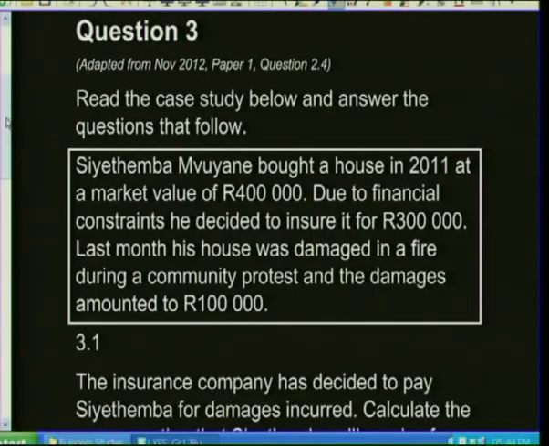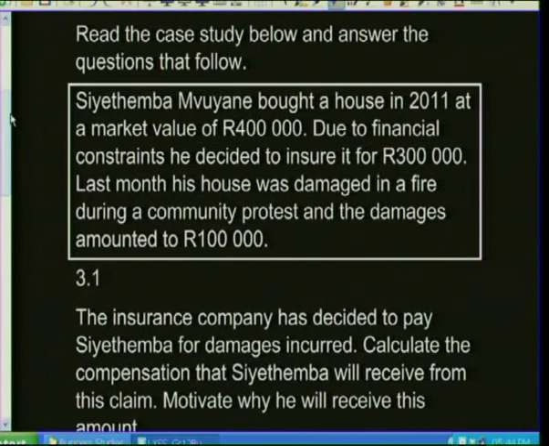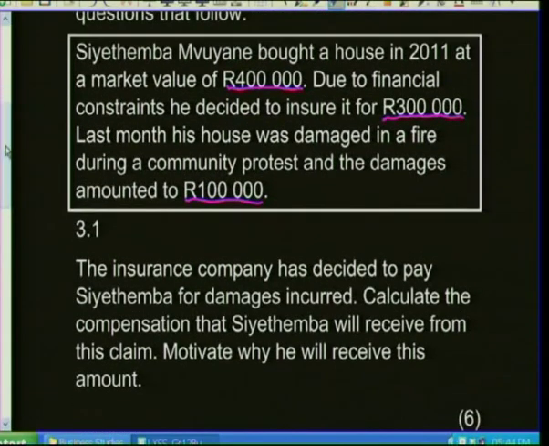It says, read the case study below and answer the questions that follow. Now you'll see this person bought a house in 2011 at a market value of 400,000 Rand. Due to financial constraints, he decided to insure it for 300,000. Last month, his house was damaged in a fire during a community protest, and the damages amounted to 100,000 rands. Now, when I read this case study, the first thing that should pop into my mind is that this man did not insure his house for the full value.